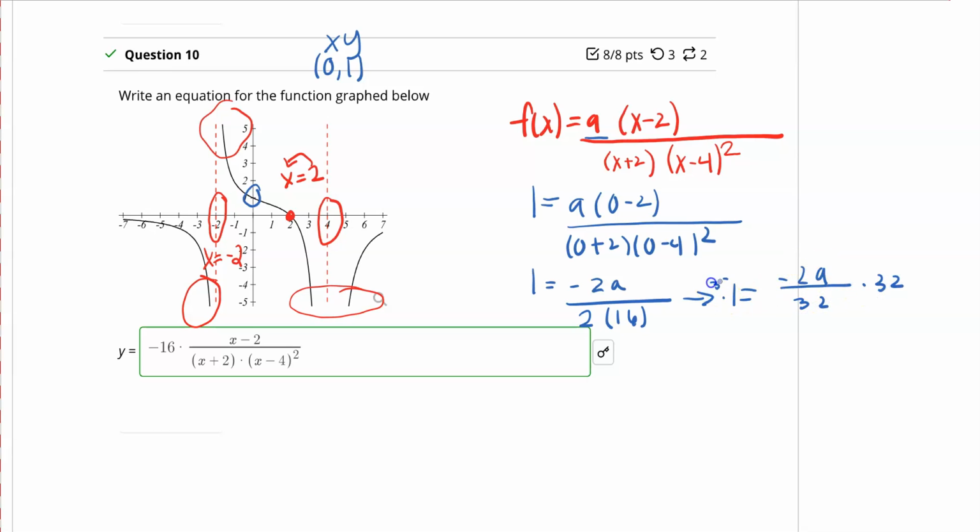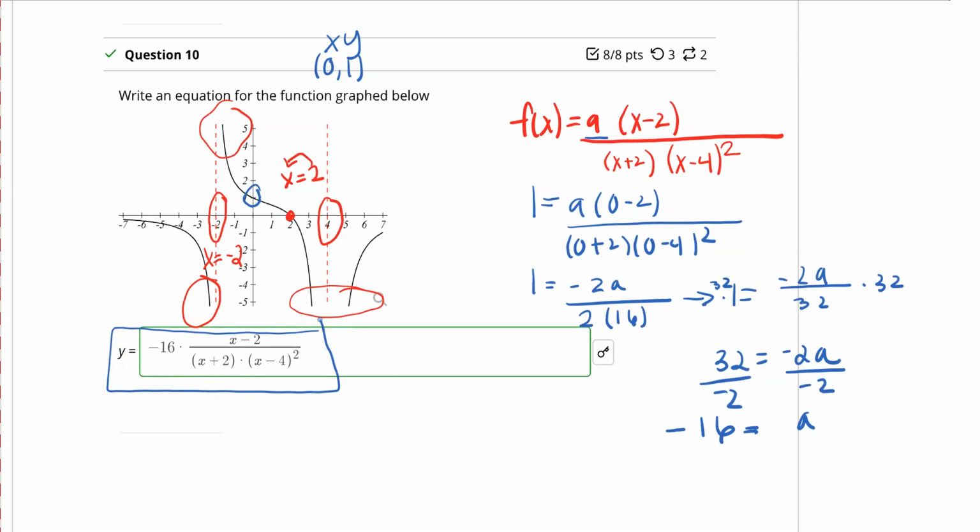Multiply both sides by 32. I get 32 equal to -2a, and then divide. So a is equal to -16. So you can see here, this was my answer, and hopefully this helps you to see what pieces you're wanting to pull from this graph: your x-intercepts, your y-intercepts, your vertical asymptotes, and also how the function is performing on the vertical asymptote.